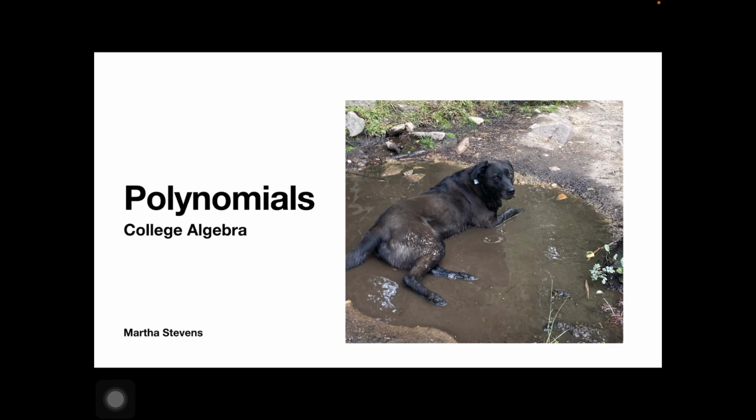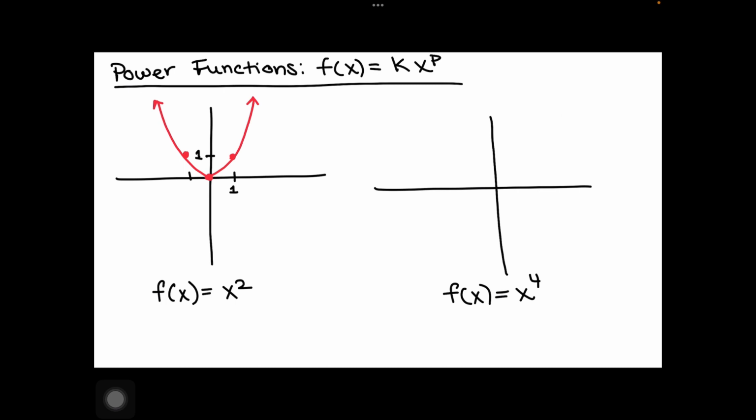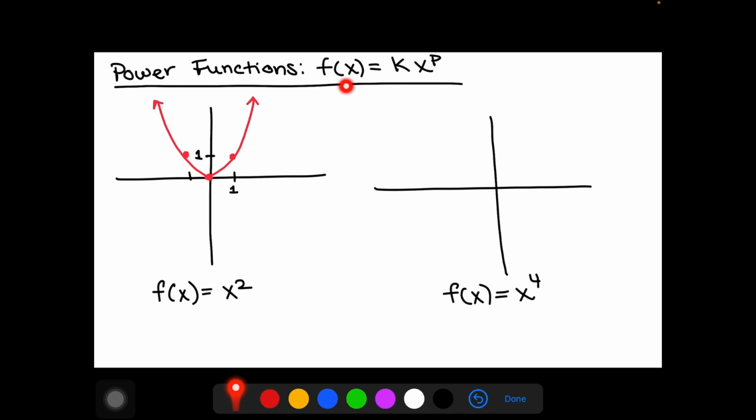This video is going to give an overview of working with polynomials. And we're going to start by considering power functions. A power function is of the form f of x equals a constant times x to a power. So something like y equals x squared is a power function.